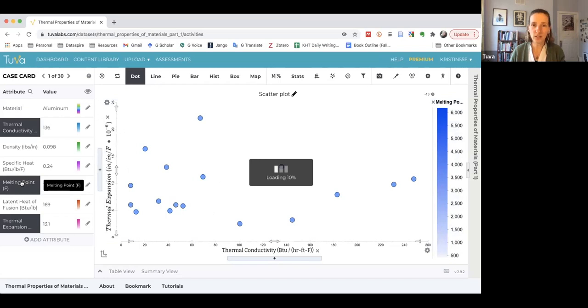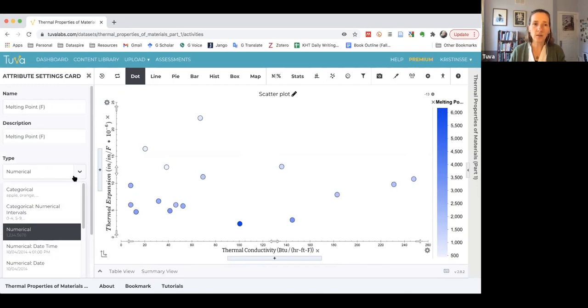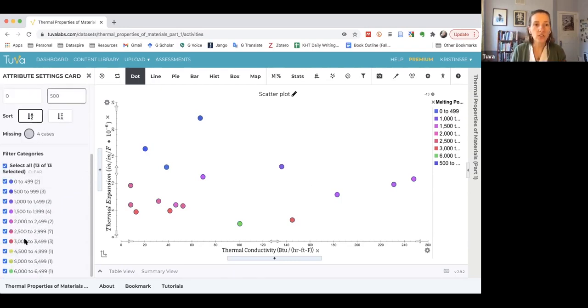So we could look at melting point. Okay, so melting point is obviously a numeric continuous variable. What we're seeing is how that varies from our dark blue to our light blue. But what we can also do is, because we know we have that cutoff of 3,500 degrees Fahrenheit, think about what if we binned it into a categorical variable? What if we binned it by increments of 500 degrees?